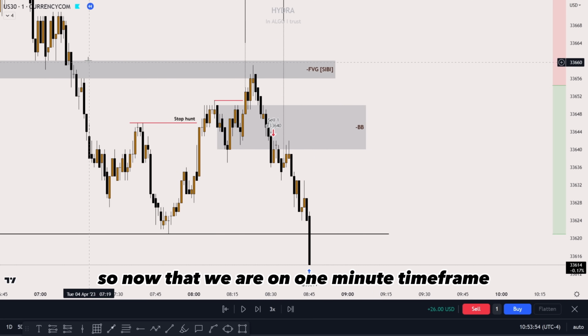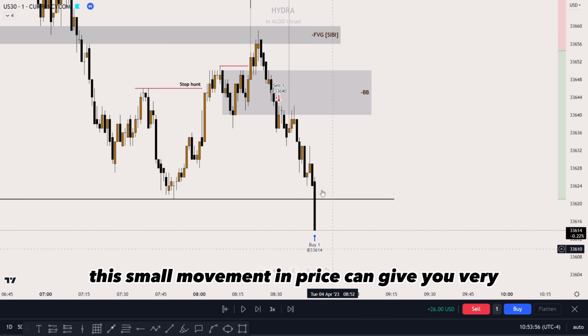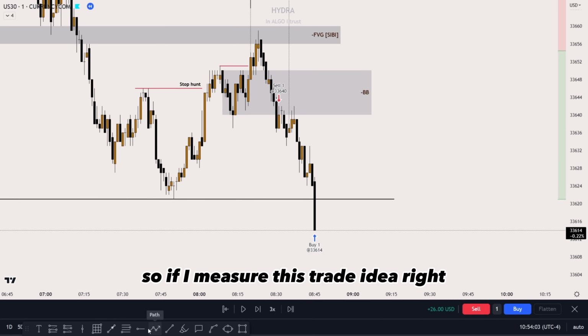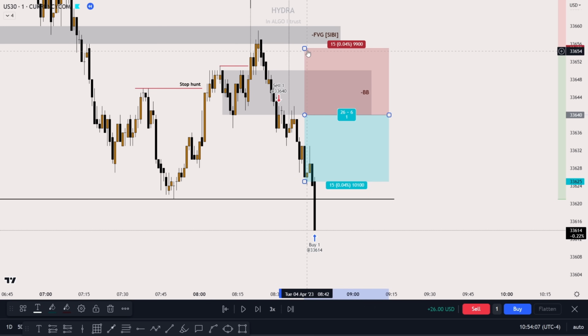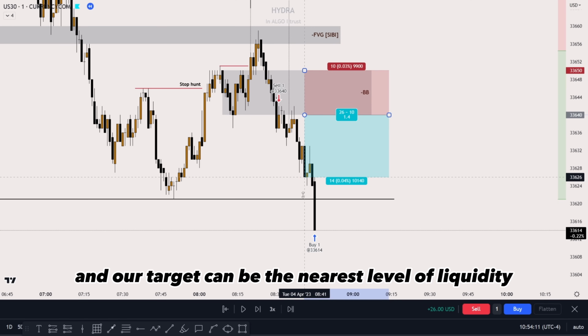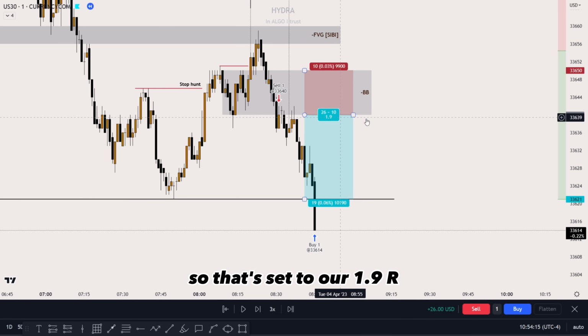So now that we are on 1 minute time frame, this small movement in price action can give you very high reward. So if I measure this trade idea, right, our stop loss can be right above the breaker block, and our target can be the nearest level of liquidity. So that's a 2R, 1.9R.